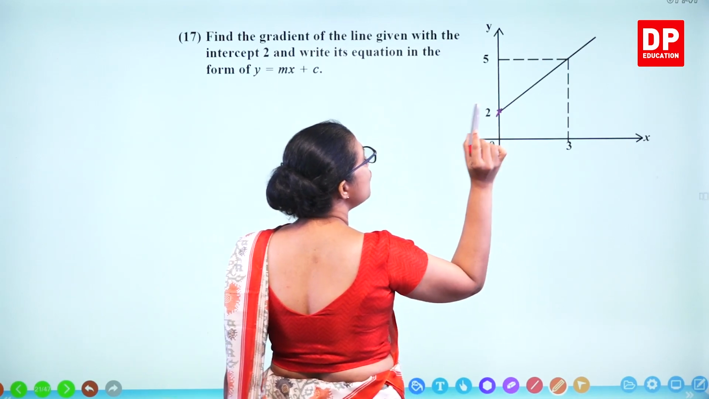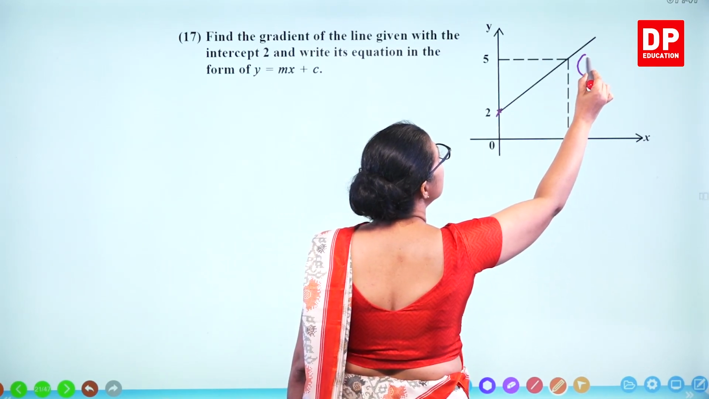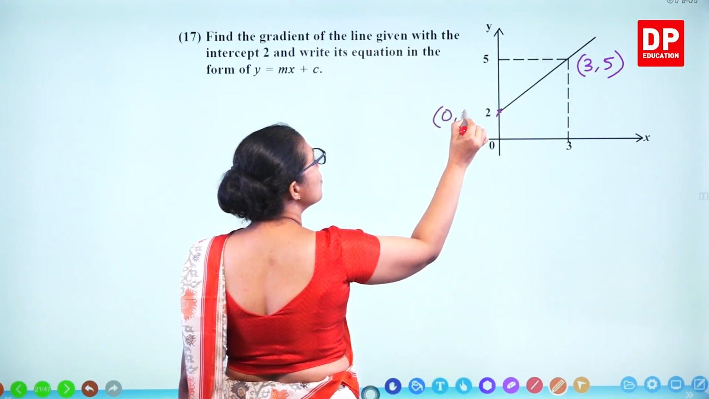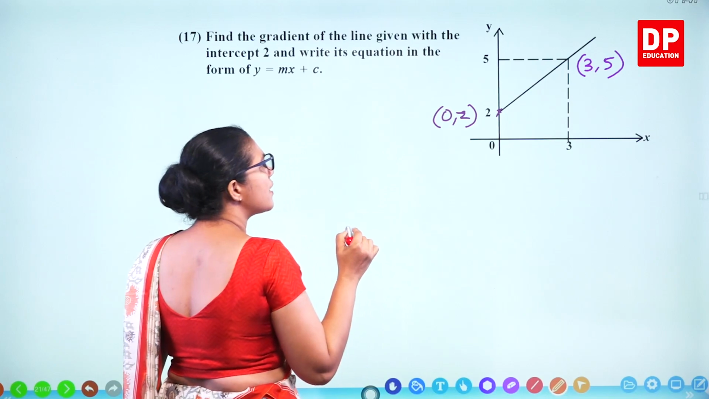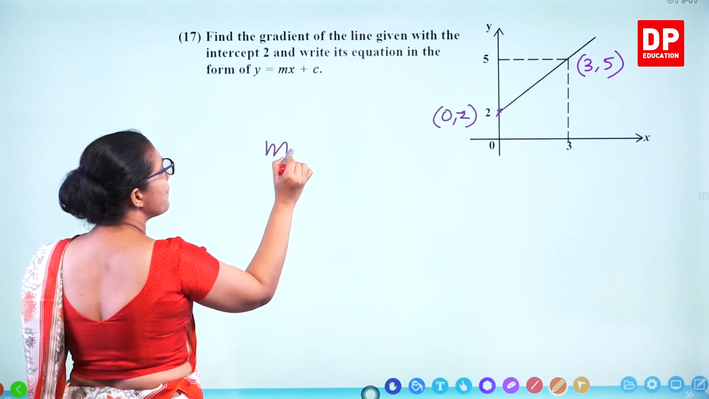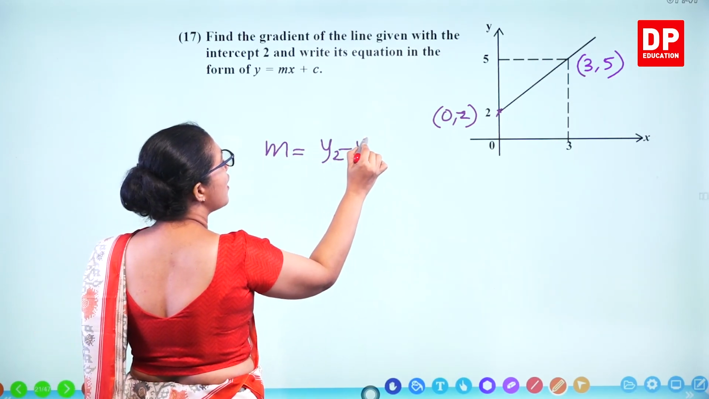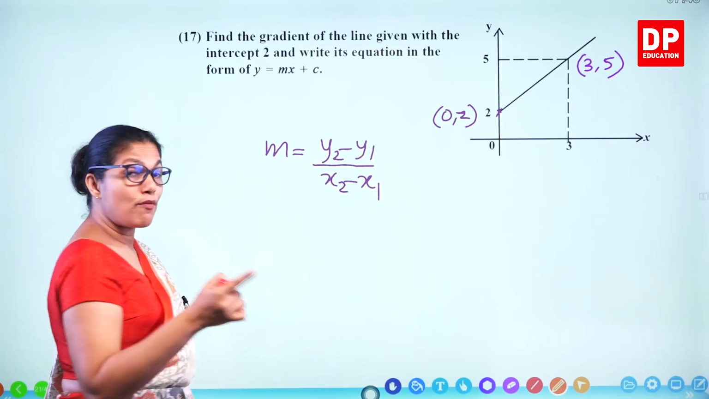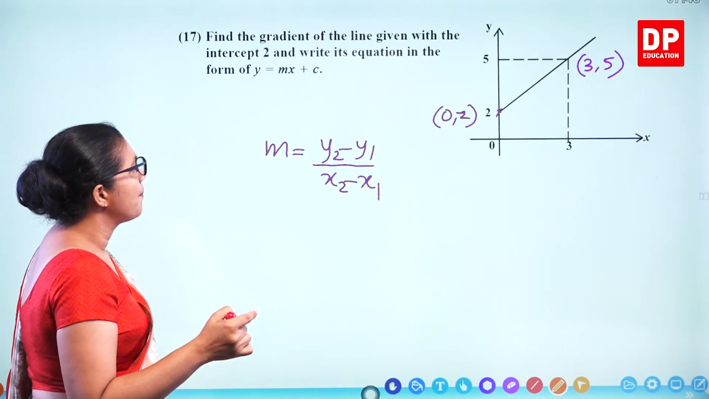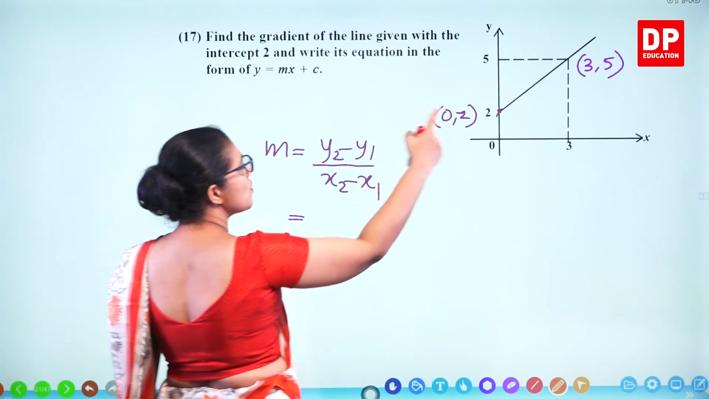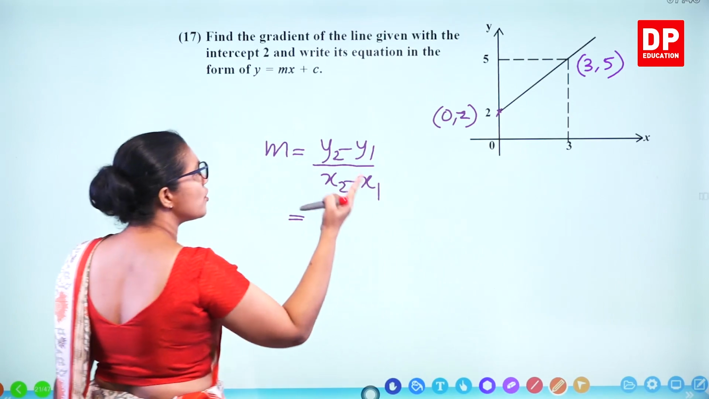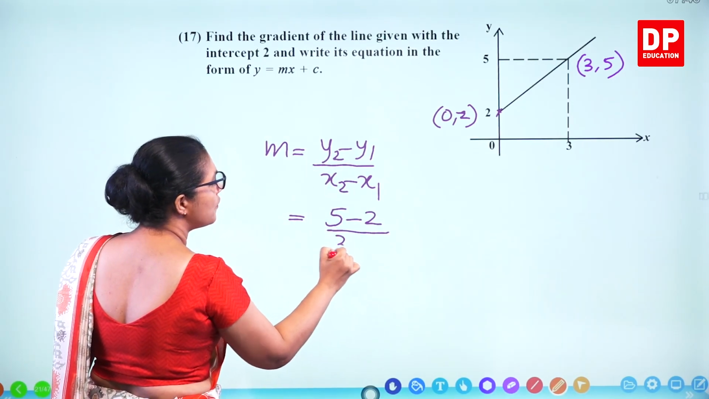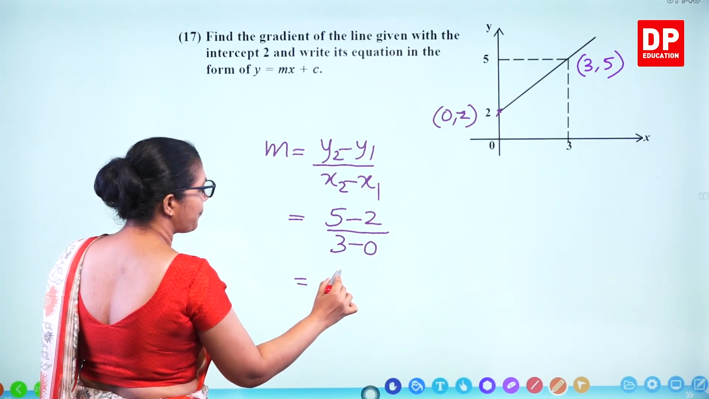How do we find it? You know the coordinates. This is 3, 5. What about this one? 0, 2. What's the formula to find the gradient? m equals y2 minus y1 over x2 minus x1, or the other way around, y1 minus y2, you can take. Then take any point as x1, y1, x2, y2. We can do that. 5 minus 2 over 3 minus 0.